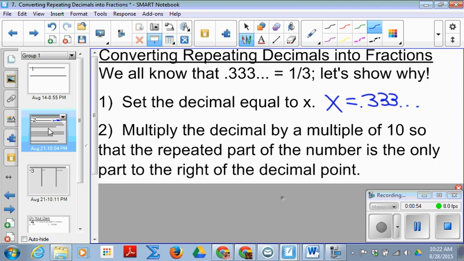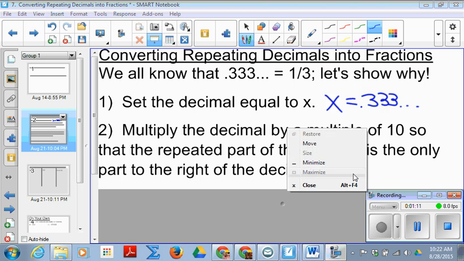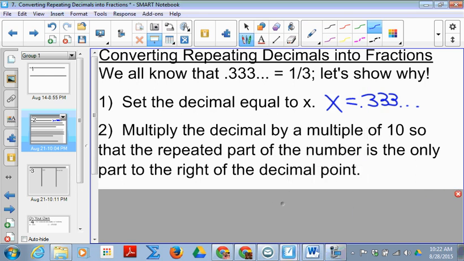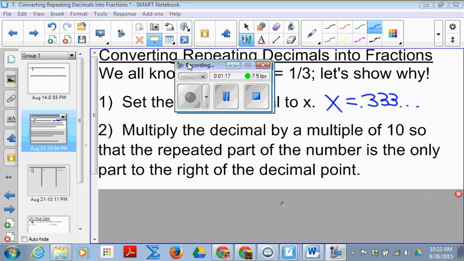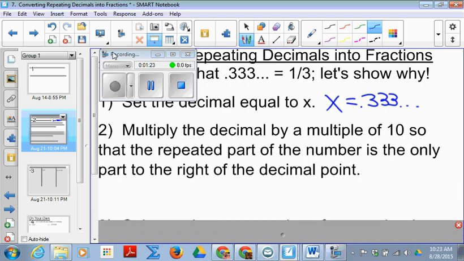But now here's where we get a little funny. We're going to multiply the decimal by a multiple of 10 so that the repeated part of the decimal is the only part to the right of the decimal point. That's pretty wordy. Let me show you what that means. When it's one number repeating, it's not that bad, because all we have to do is move the decimal point over one spot, so we're just multiplying by 10.